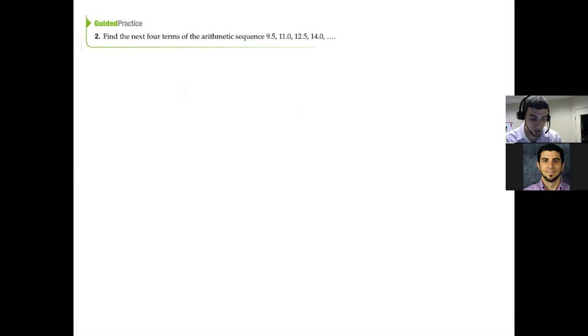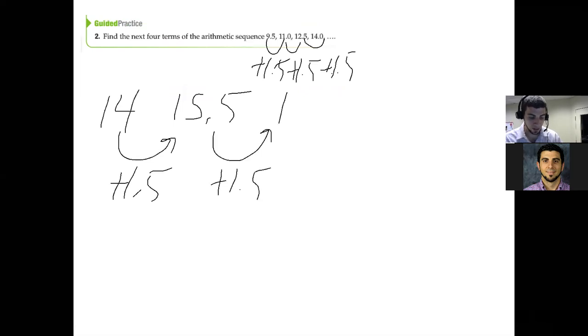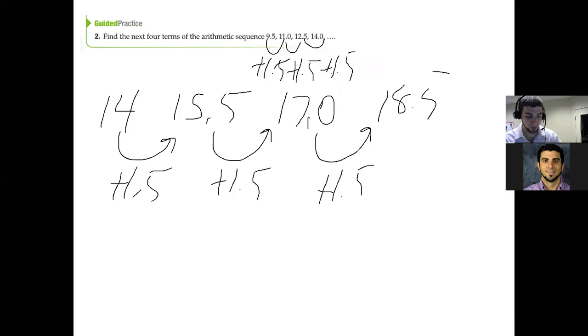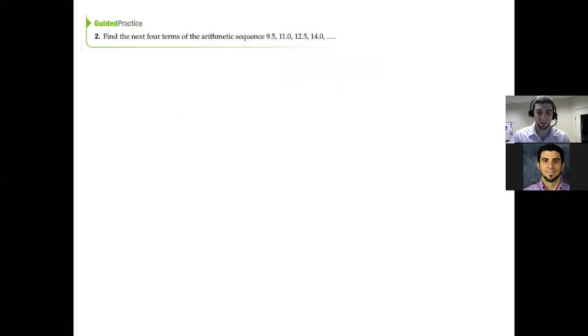Okay, we're back. So you'll see that the common difference here is plus 1.5. So if I start at the last term they give me and add 1.5, I would get 15.5. And then add 1.5, I get 17.0. And then if I add 1.5, I would get 18.5. So the next 3 terms are 15.5, 17.0, and 18.5. All right, good. Going good so far.